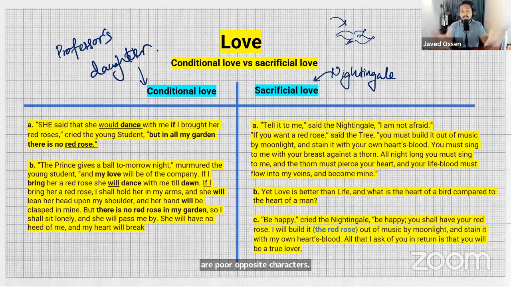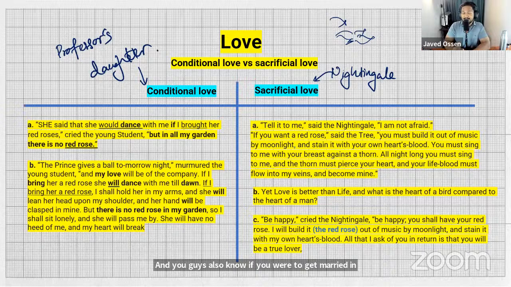They are completely opposite. And you guys also know, if you were to get married in the future, not now, okay, you guys are doing O-levels now, right? In like 10 years' time, when you guys get married, you will find someone with sacrificial love, not conditional love, right? So we have to prove how the professor's daughter has conditional love. We have to prove how the Nightingale has sacrificial love.